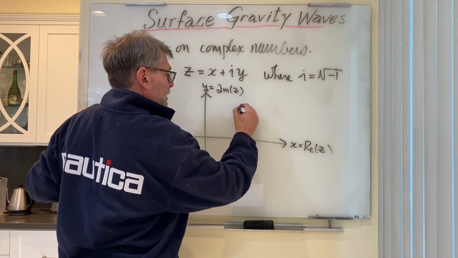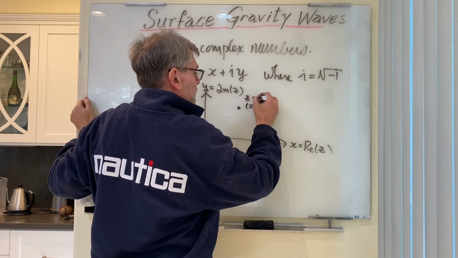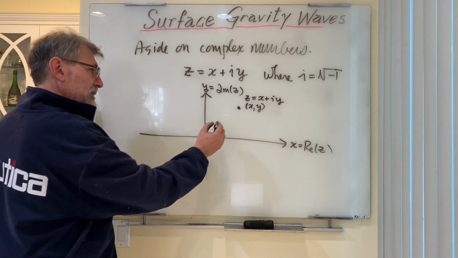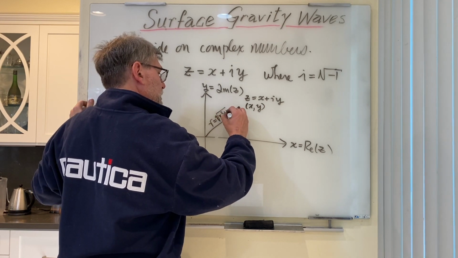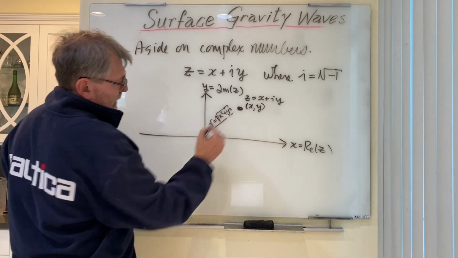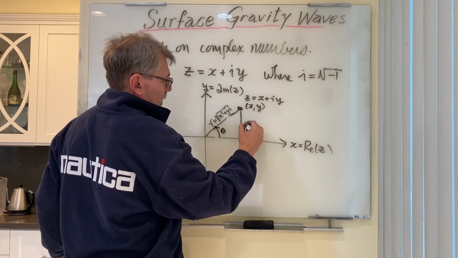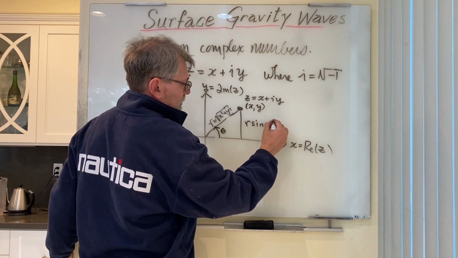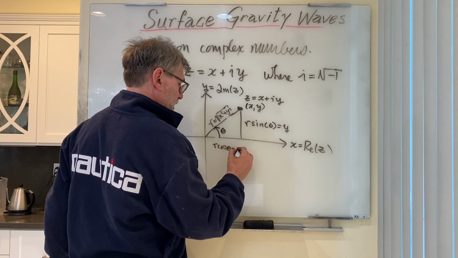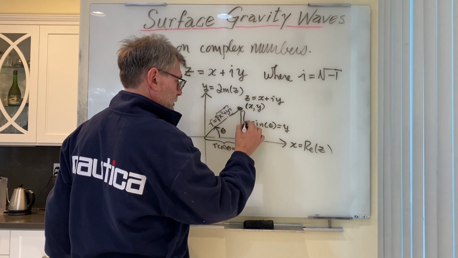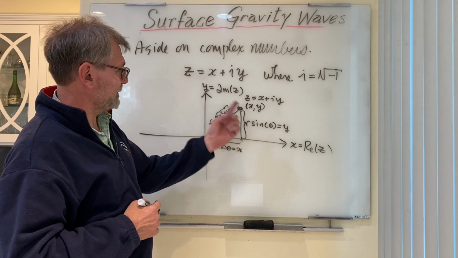So if I put a point over here with coordinates x and y, then this is the same as the point z equals x plus iy. And the distance from the origin to that point, r, is the square root of x squared plus y squared. And if I define an angle theta, then this distance over here is just r sine theta, and that's equal to y. And this distance over here, r cos theta, is equal to x.